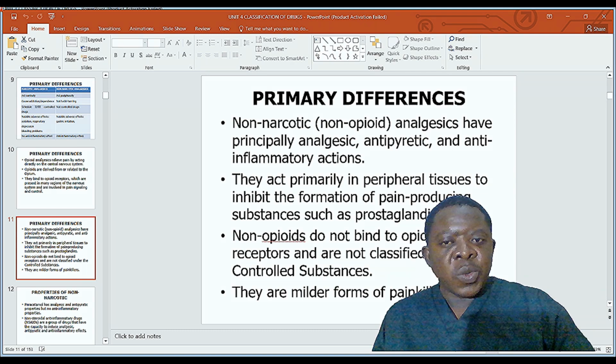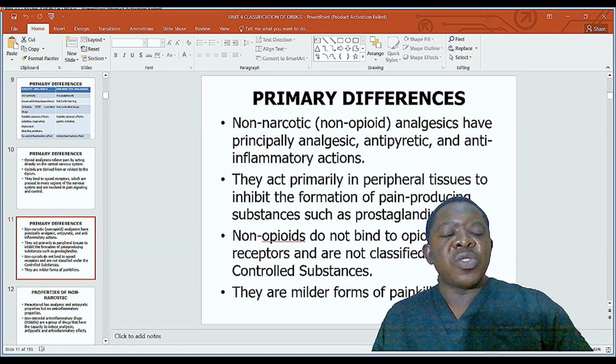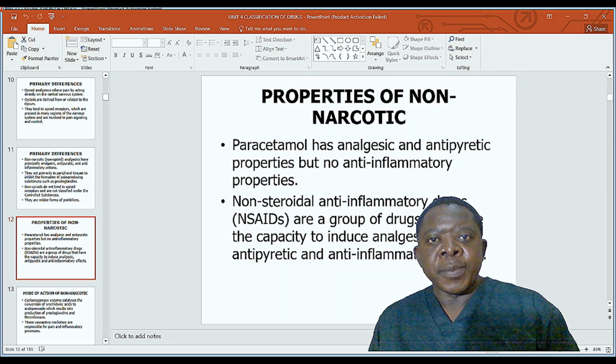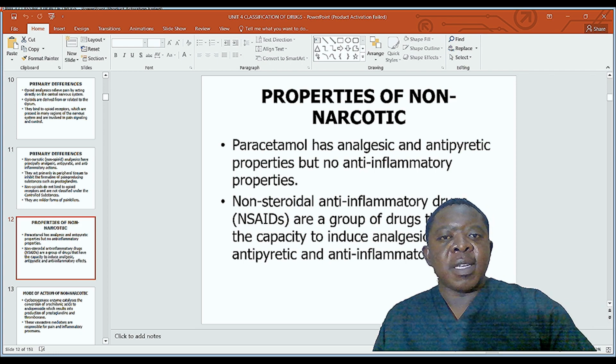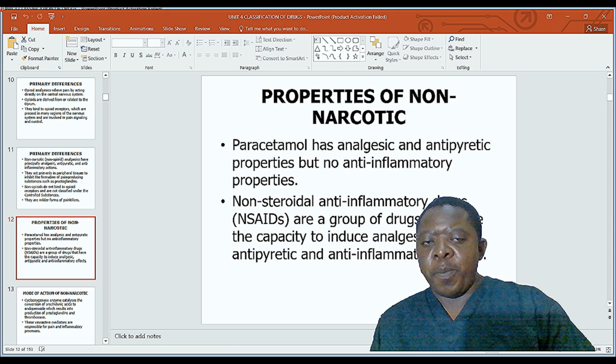Non-opioids do not bind to opioid receptors and are not classified under the controlled substances. They are milder forms of painkillers. Paracetamol has analgesic and antipyretic properties, but no anti-inflammatory properties.